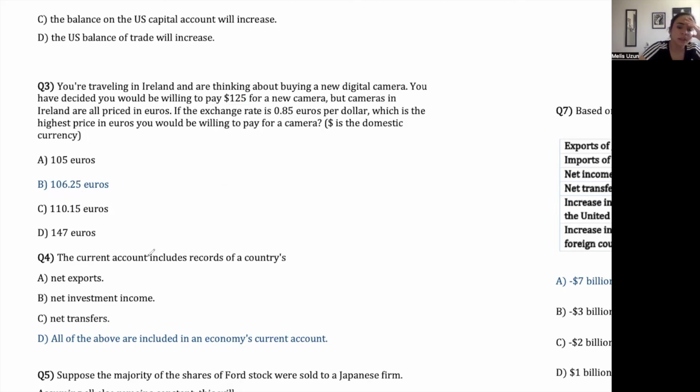And the current account includes records of a country. The current account includes net exports, net investment income, net transfers. All of them are included in an economy's current account. So the answer is D.